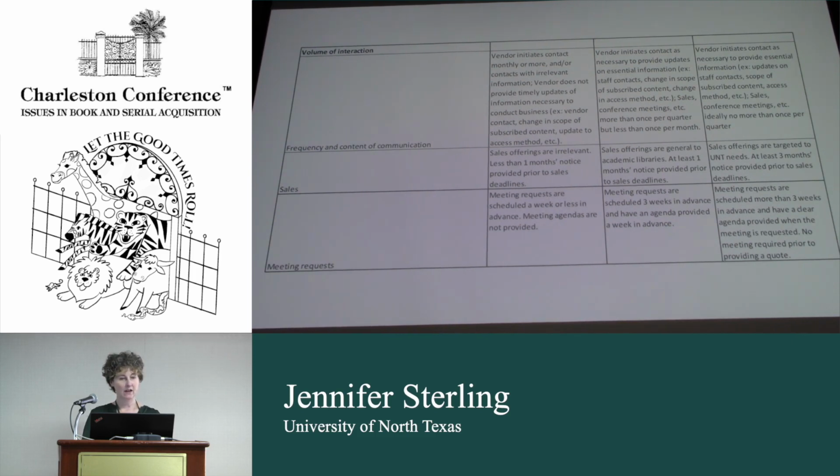And then we have our volume of interaction, the subcategory frequency and content of communication. At that ideal, we would have the vendor contacting us with necessary and essential information. Examples of that would be updates with staff contacts, if those have changed, or the subscribed content changes, or contacting us with sales, conference meetings, and ideally no more than once per quarter.